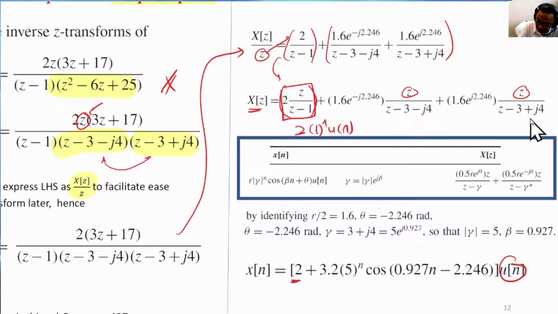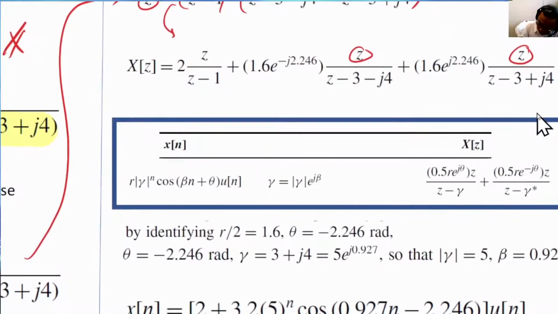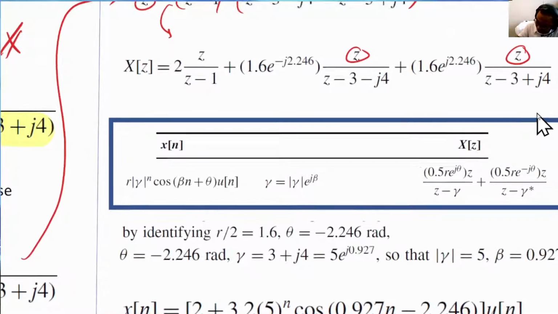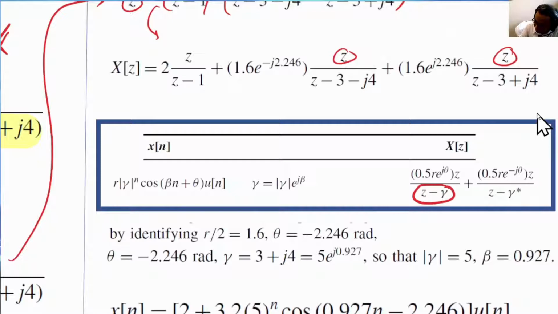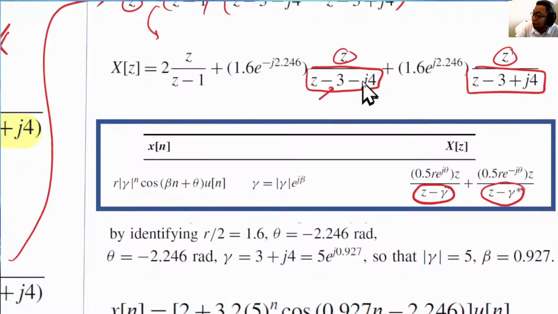Now it's very complicated. We ask you to refer to this Z-transform lookup table. In the Z-transform lookup table, you first identify that you have a complex conjugate pair of poles, which we have. Okay, so this is a complex conjugate pair of poles. By complex conjugate, the real part is 3 and the imaginary part is minus j4, sorry, and plus j4. So z equals 3 plus j4, and here z equals 3 minus j4. So one is a complex conjugate of the other.